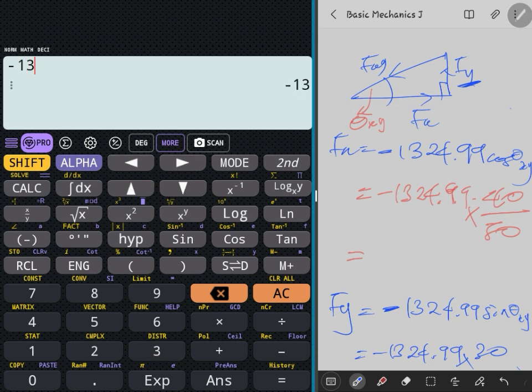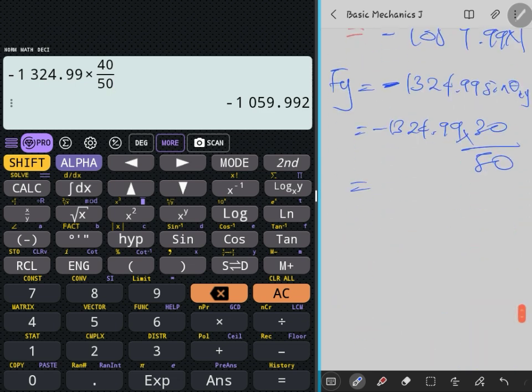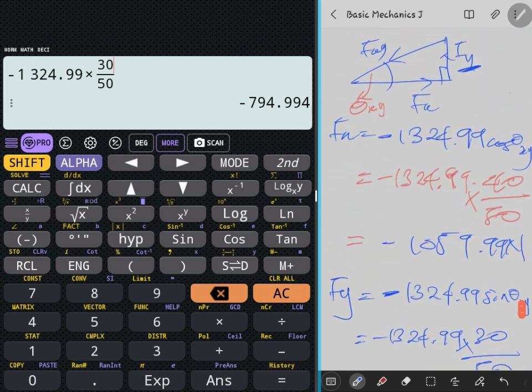Minus 1324.99. Then we have this 40 and 50, right? So this is what we are getting, minus 1059.99 newtons. Now let's see for the y, the same for about 30 here, minus 794.99 newtons, right? So this is all the forces that we're having.